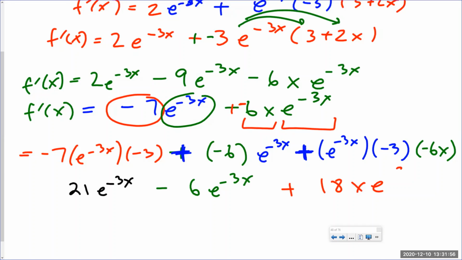And I'm going to move the x to the front. You actually don't have to. I'm just going to move it up here, e to the -3x. All right, this is my answer, but this is not my answer on my key. Do you see what two things can be combined because they have like terms? Yeah, the 21 and the -6. So what's 21 minus 6? Is it 15? So this is 15e to the -3x plus 18x e to the -3x.